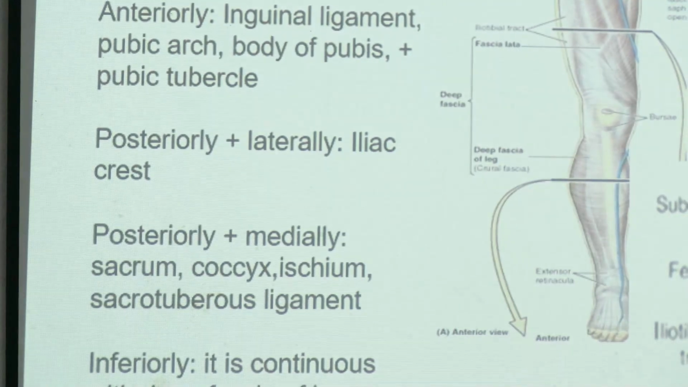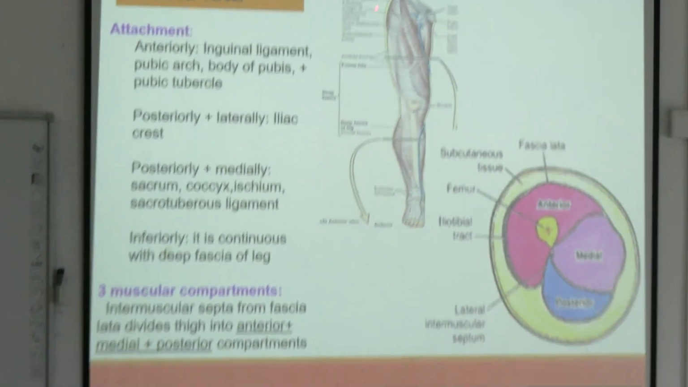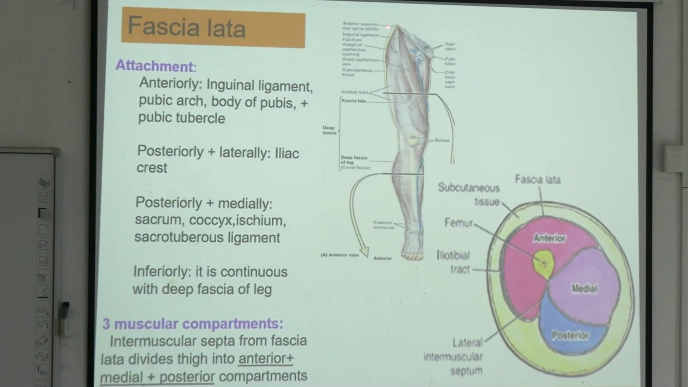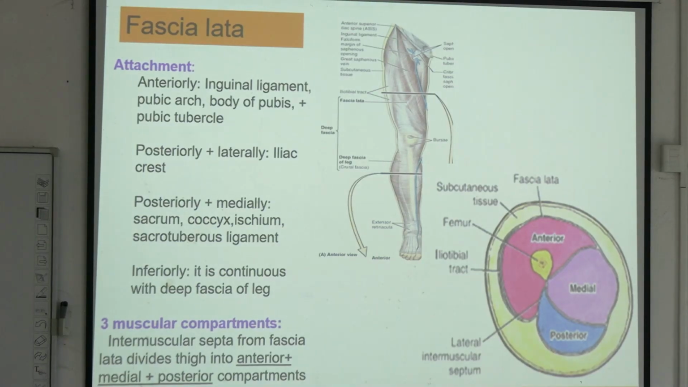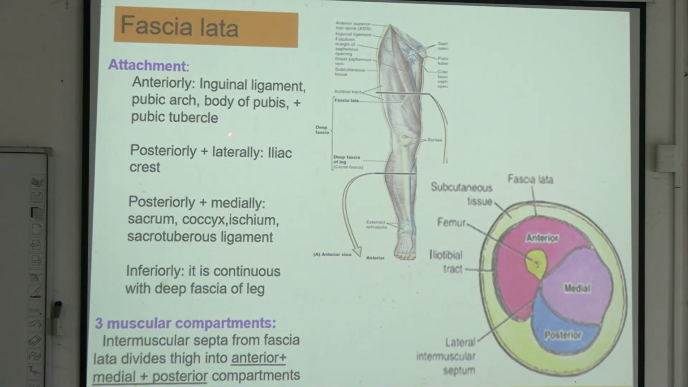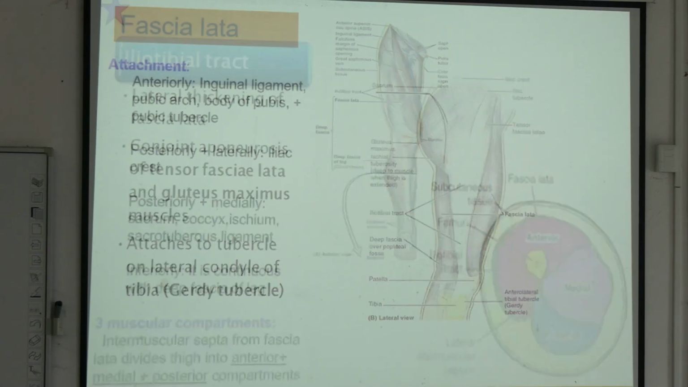Fascia lata is the deep fascia present in the thigh region, whereas in the leg region we call it fascia cruris. Now, this fascia lata has an attachment above, on all the bony prominences present in the groin region, like the inguinal ligament, pubic bone, pubic tubercle, posterior iliac crest, etc. It continues downwards into the leg region as the deep fascia of the leg. The fascia lata splits the thigh region into three quadrants: anterior, medial, and posterior.